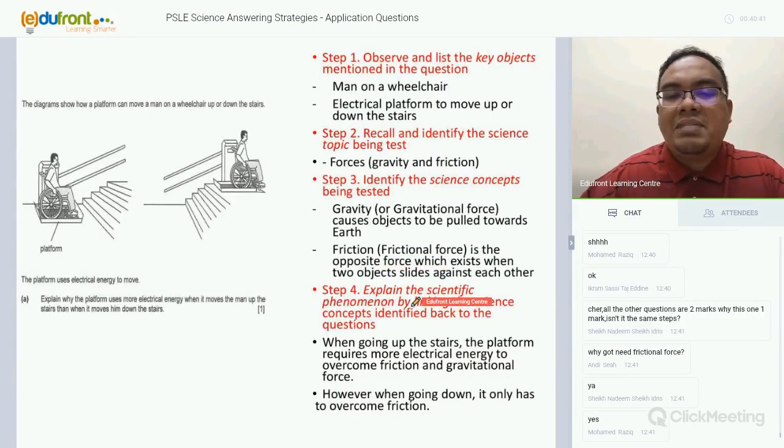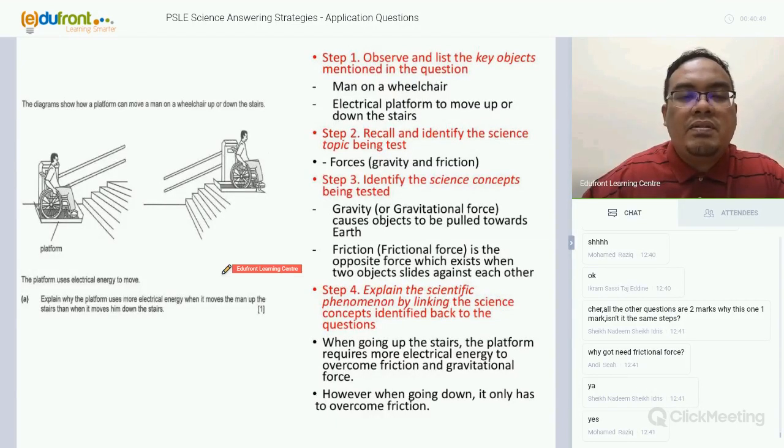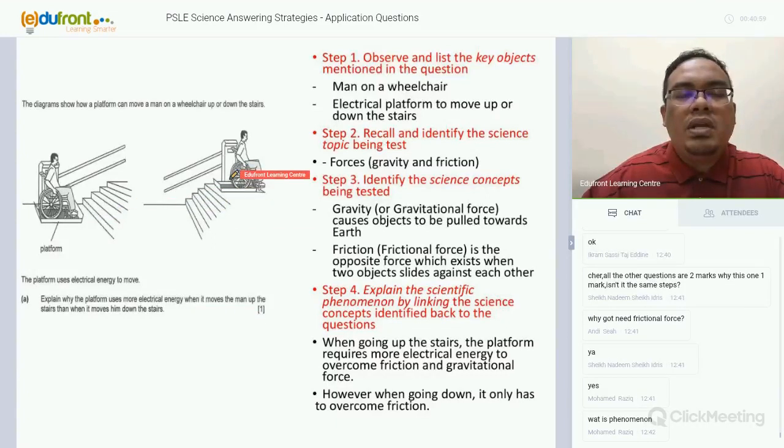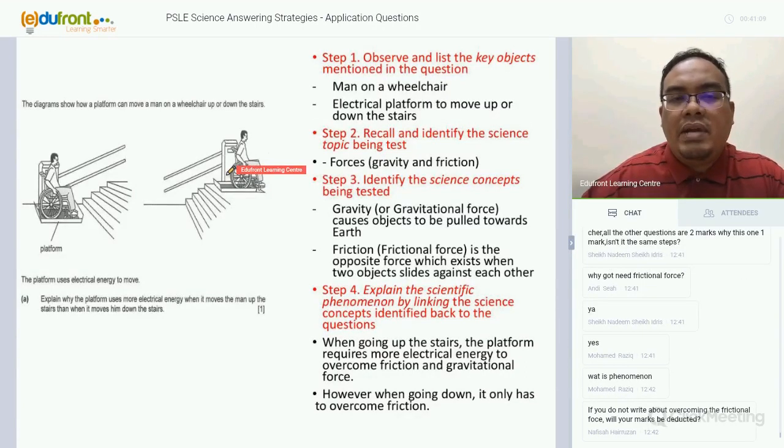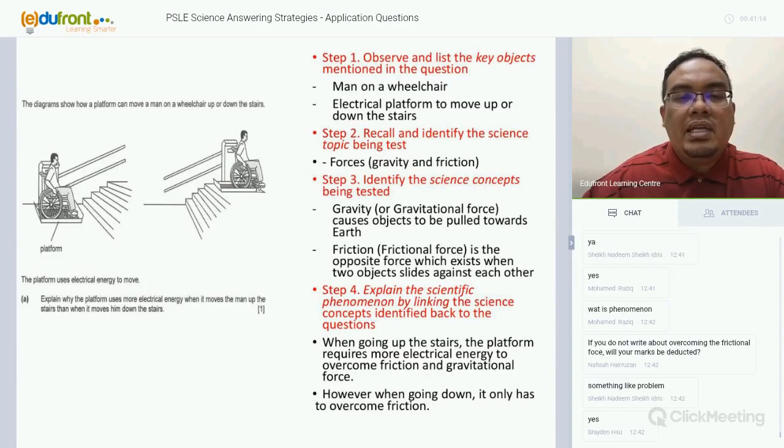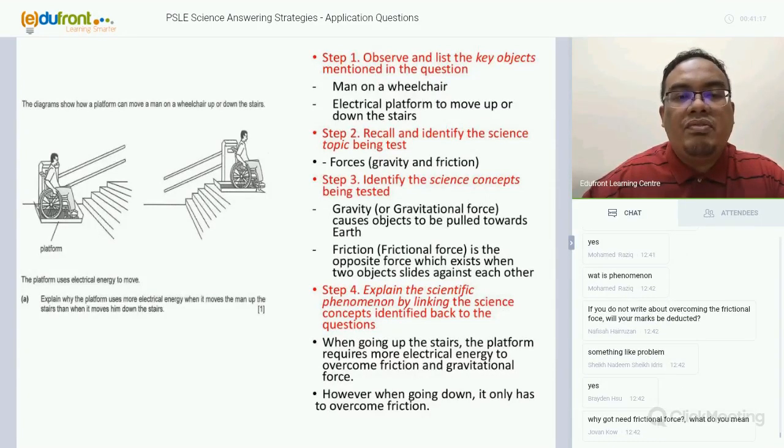Step number 4 is you need to explain the scientific phenomenon by linking the science concept identified back to the question. Firstly, the question asks why the platform uses more energy when it is moving up. Remember, when it moves up, you need to overcome two things. Number one, you need to overcome friction. Secondly, you need to overcome gravity. When you are going up, like going up the stairs, you need to overcome gravity.